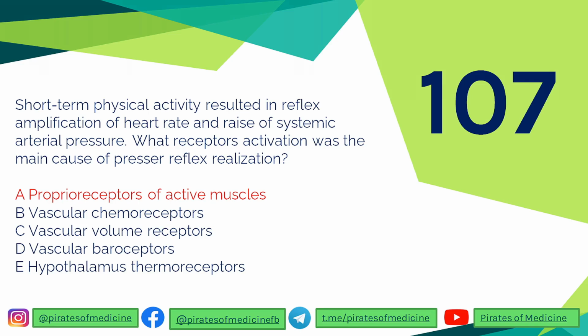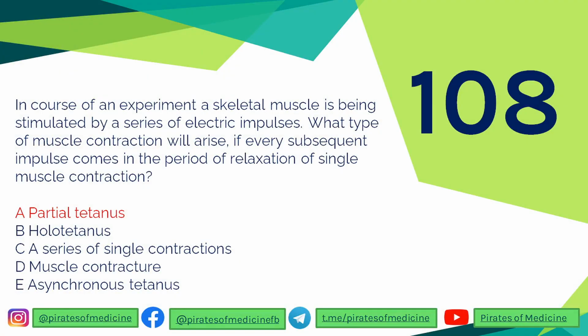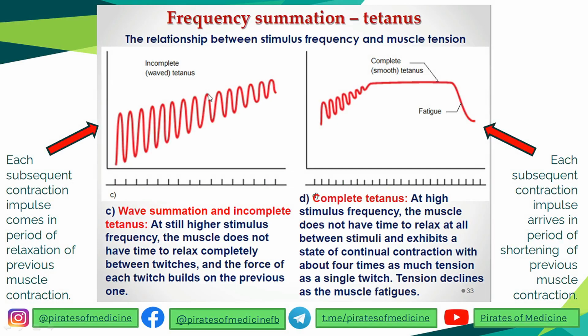So let's go to the next one. 108 is that in course of an experiment, a skeletal muscle is being stimulated by a series of electric impulses. What type of muscle contraction will arise if every subsequent impulse comes in a period of relaxation of single muscle contraction? So I told you, we did this question before. So impulses that come from the nerves, they stimulate the muscle to contract. Now if the muscle is already contracting, for example, you are doing a work and the impulse is coming from your brain that do this, contract.